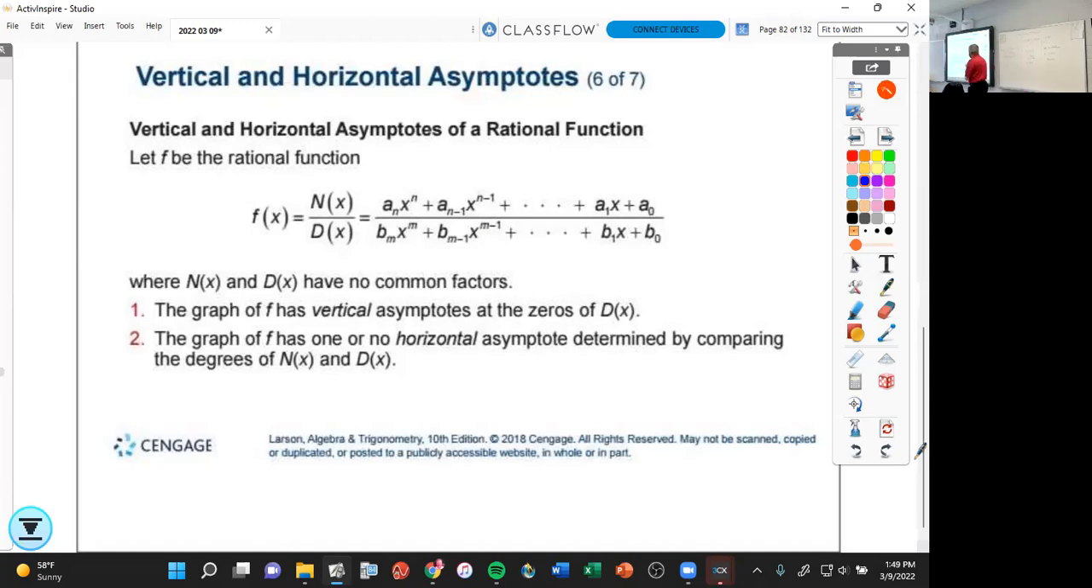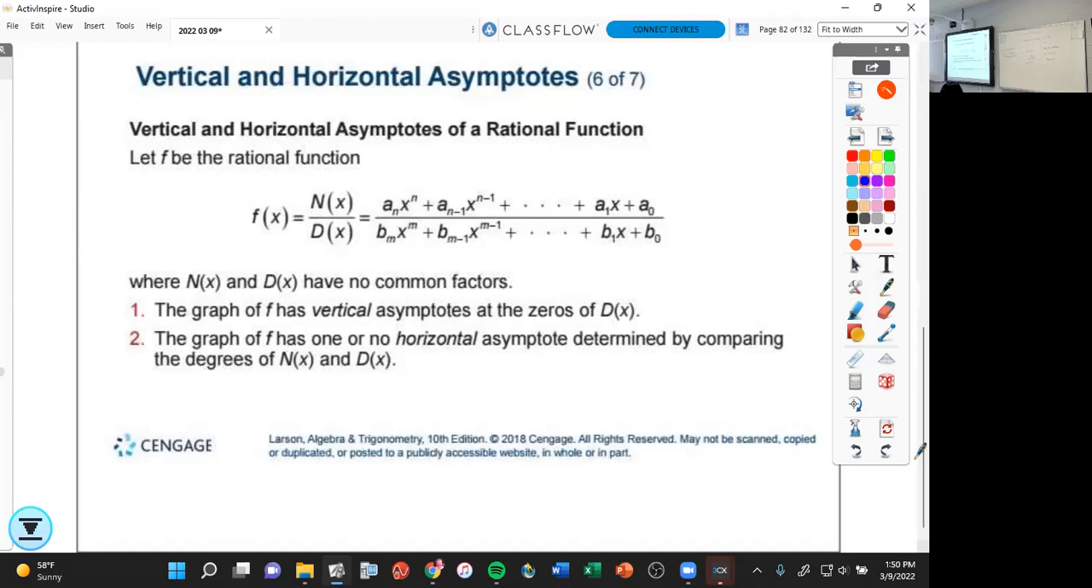Number one says the graph has vertical asymptotes when the denominator is 0. Y'all know that. Y'all know how to find those. The next one, the graph of f has one or no horizontal asymptote determined by comparing the degree of n and d. So here's what we're about to do. We're going to talk about the degree of the numerator and the degree of the denominator. And that's going to tell us if there's a horizontal asymptote, and then we're going to look at the coefficients and it'll tell us where it is.